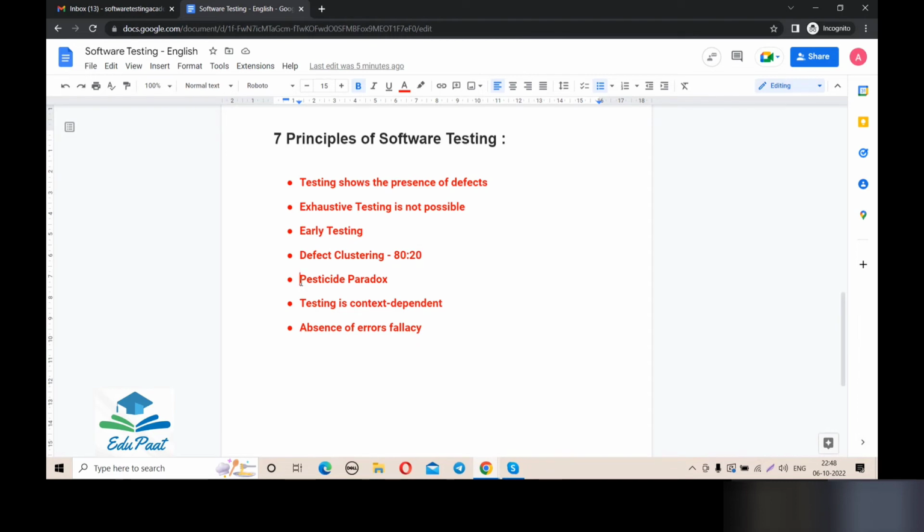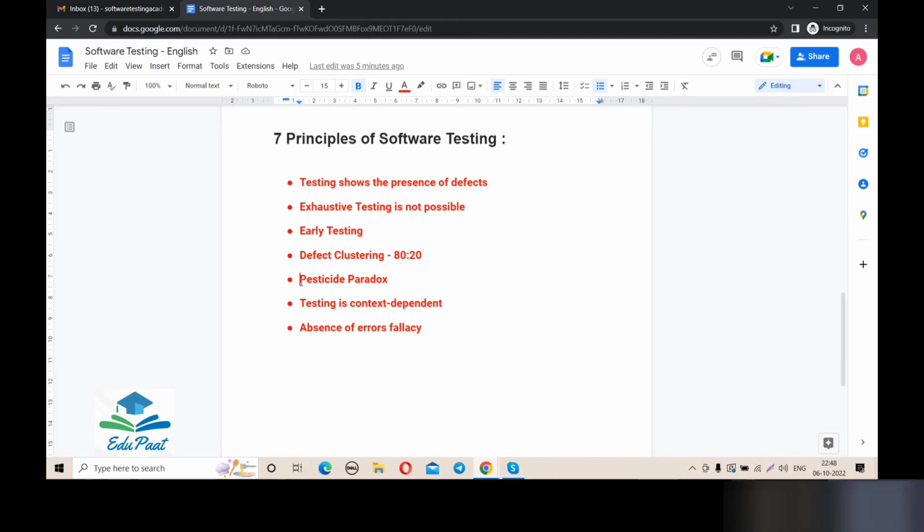It means the use of pesticide makes pests immune to its use, right? So in our testing life cycle, similarly, subjecting a module to the same test cases can make the module immune to the test cases. So that is called the pesticide paradox in software testing.